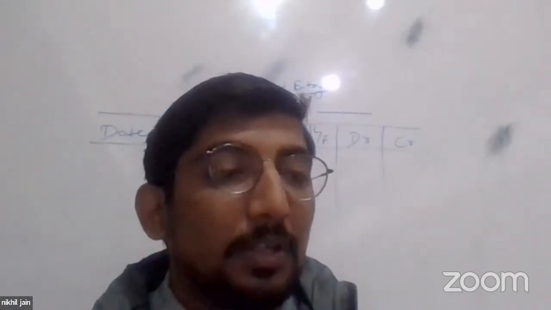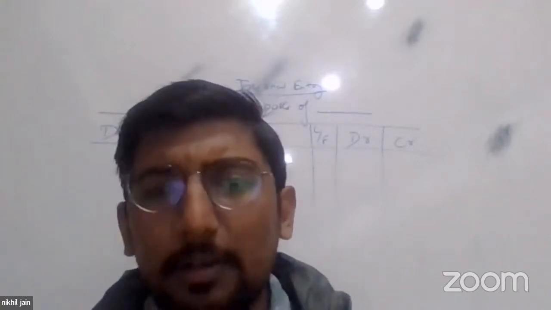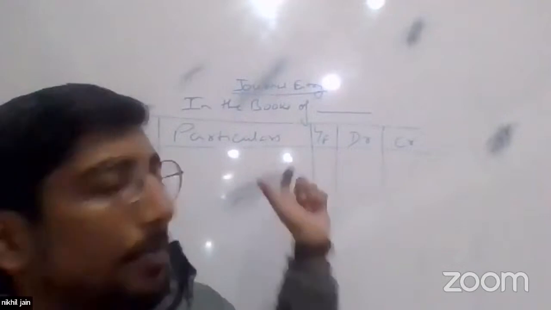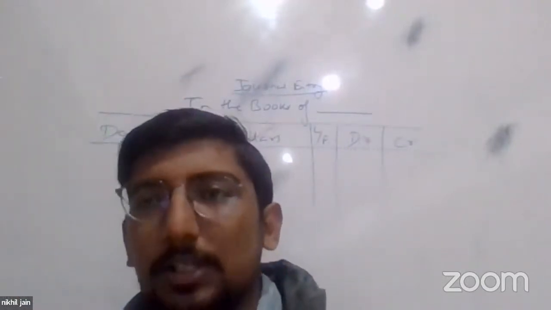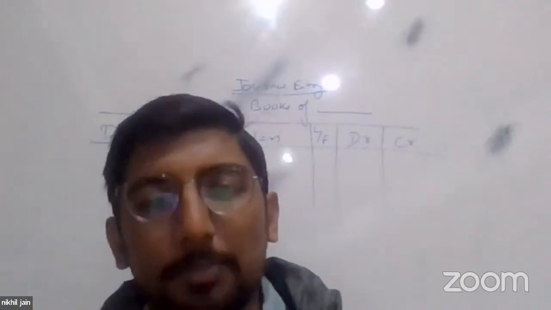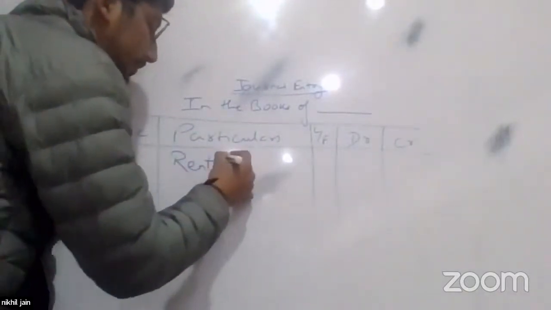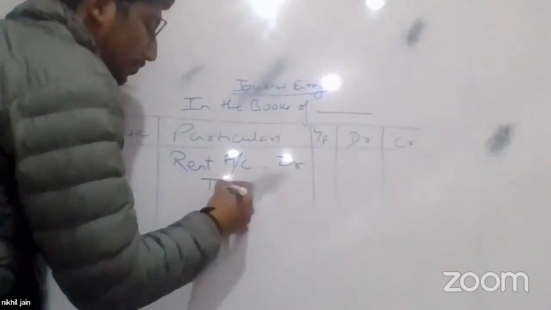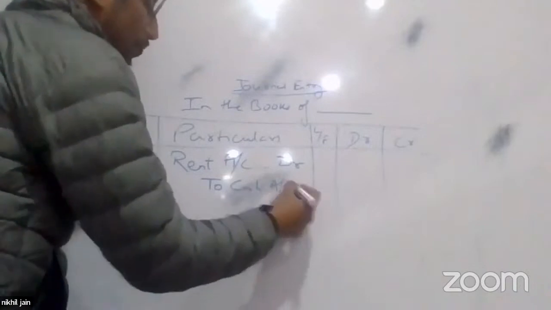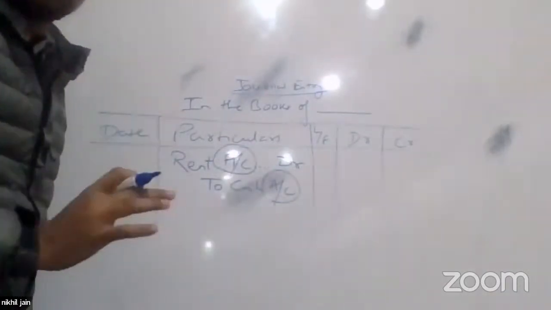Yes, sir. Now, what precautions do we have to take? Just see, whenever we write any item in the particulars, we have to use the word account with it. Suppose in the question it is given rent paid. So what are we going to write? We will be writing rent account debit to cash account. So we have used the word account. So account is to be used.